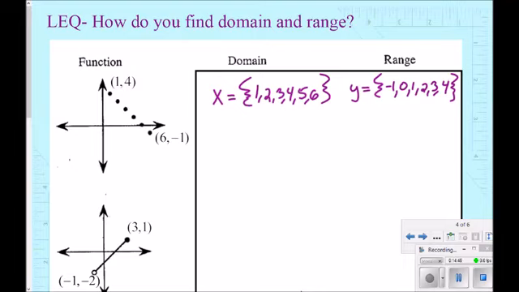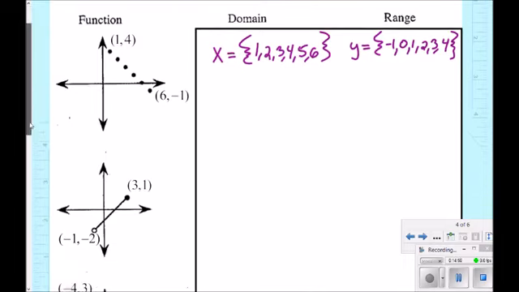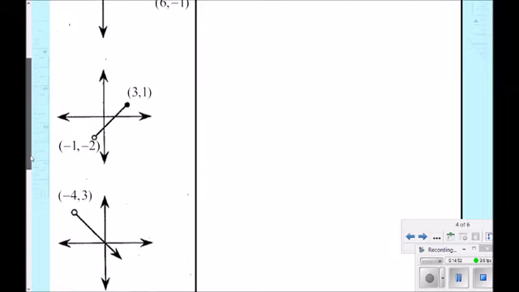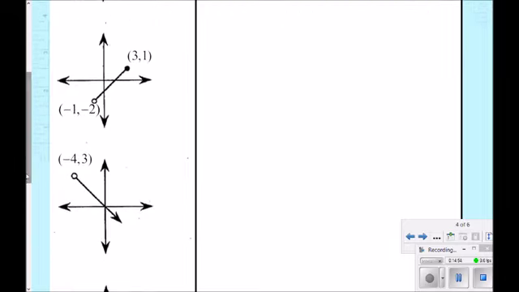Let's take a look at the next one. So this time we have an open point at -1, -2. We have it connected. We have this line segment, so it's connected, and then that point on the right is filled in, and it's at 3, 1. So domain here, now I don't want to state separate values because the points are connected. So we will use an inequality.